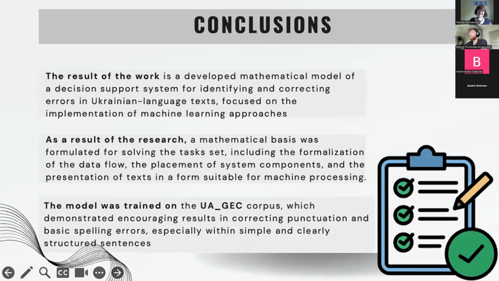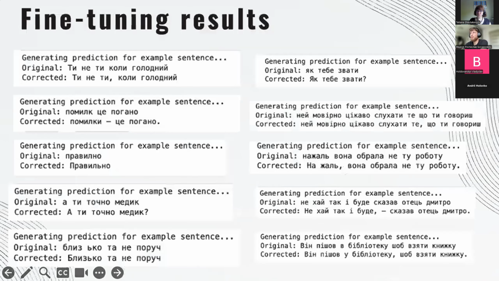The result of the work is a developed mathematical model of a decision support system focused on the implementation of machine learning approaches. As a result, a mathematical basis was formulated for solving the task set, including the formulation of the data flow, the placement of system components, and the presentation of text in a form suitable for machine processing. The model was trained, as I mentioned, on the UGS corpus. The results show that the simplest and even some more complex cases were corrected.